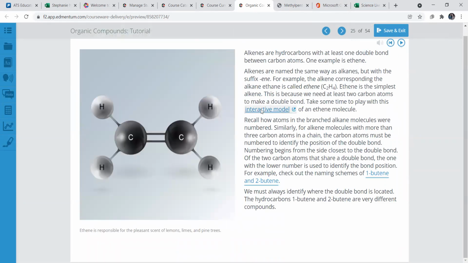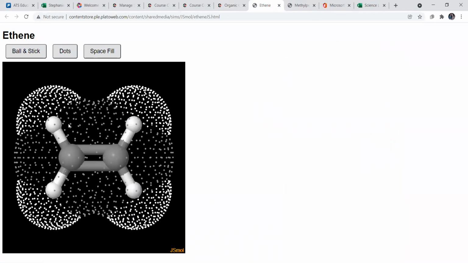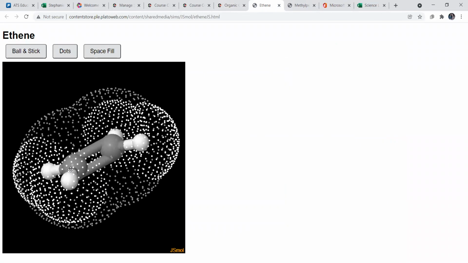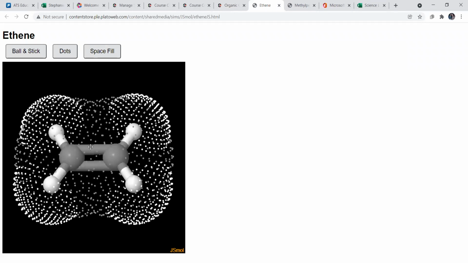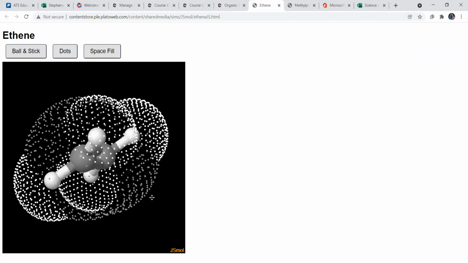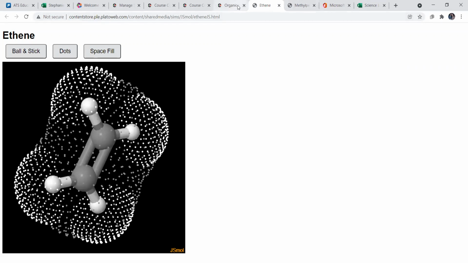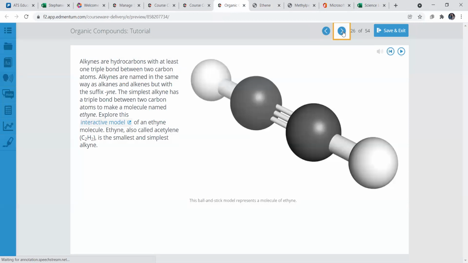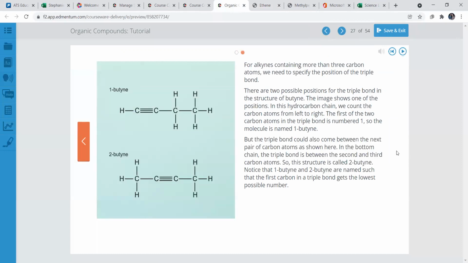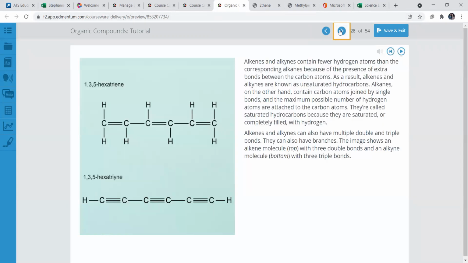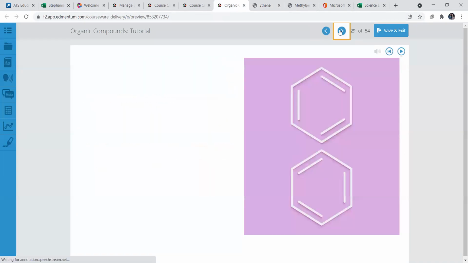Okay, interactive model. Let's take a look at this one. Ethene, and as you can see, there's 2. We have the double covalent bond right in the middle. As you can see, there's 2 right there, and 2 on each side. So it looks pretty cool. Okay, and then we already looked at that interactive model. And then there's a triple covalent bond on this one, as you can see. Triple covalent bond here, triple covalent bond with this. And like I said, that's the one where there's 3 things bonded together.